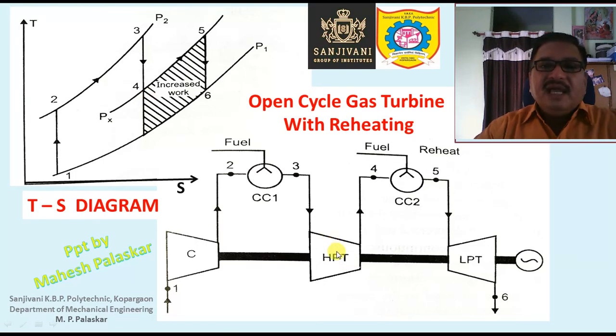Okay, now what is done is that we are further adding heat to this air which is leaving the high pressure turbine. These exhaust gases which leave the high pressure turbine are further heated in the second combustion chamber. That is the process 4-5. So here you can see process 4-5. So this air is further heated in the combustion chamber during the process 4-5.